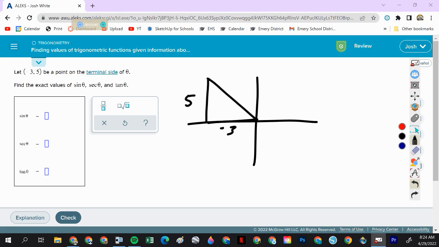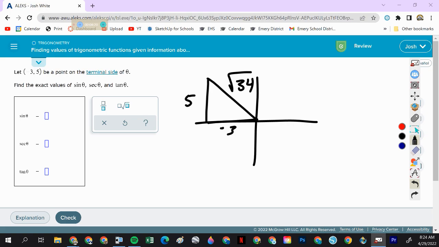So we need to find h, and this time h is not 1 because it's not a unit circle. So 3 squared plus 5 squared equals h squared. So that would be 9 plus 25, which is 34. So h is the square root of 34. Everybody get that? And h is always positive. No matter which quadrant you land in, h is always positive.